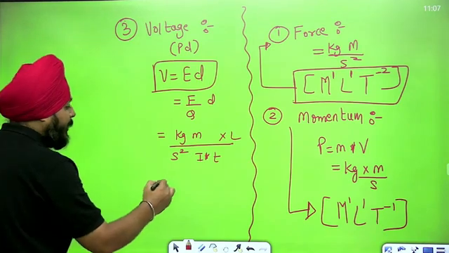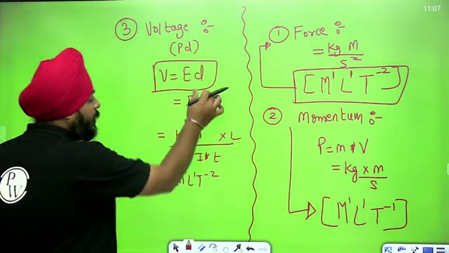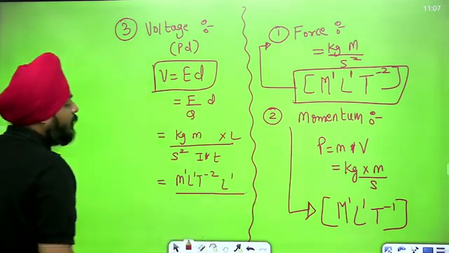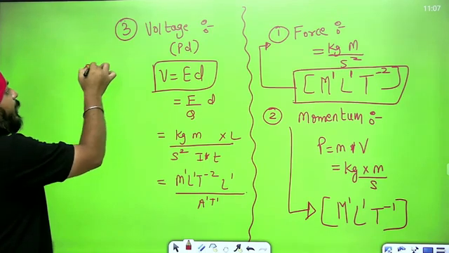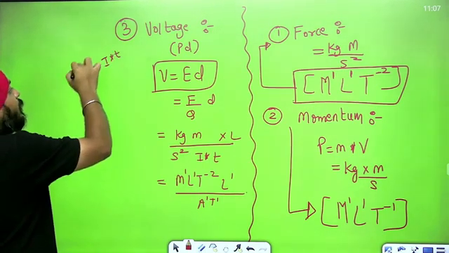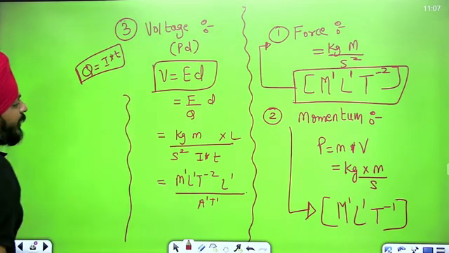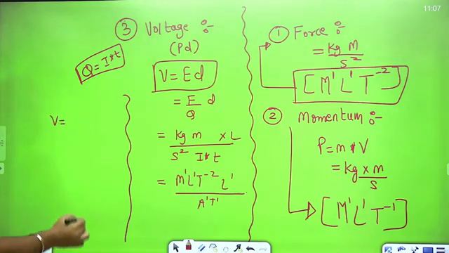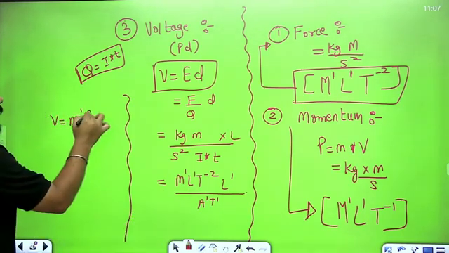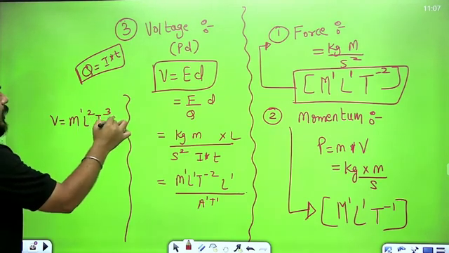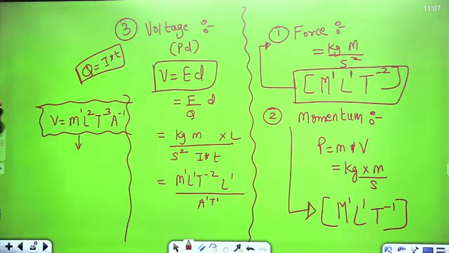So finally, the dimensional formula of force is M1 L1 T -2. The dimensional formula of distance is L1. The dimensional formula of Q is A1 T1, because Q is electric current into time. From this, we directly obtain the formula of voltage, that is M1 L2 T -3 A -1.